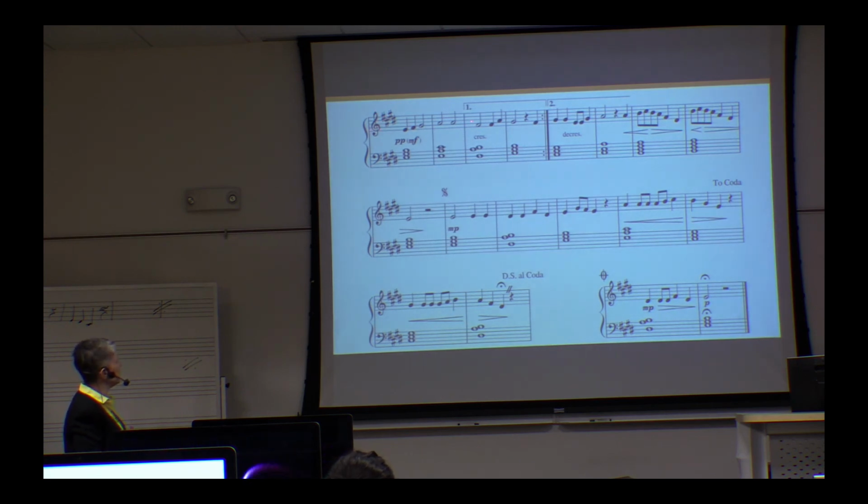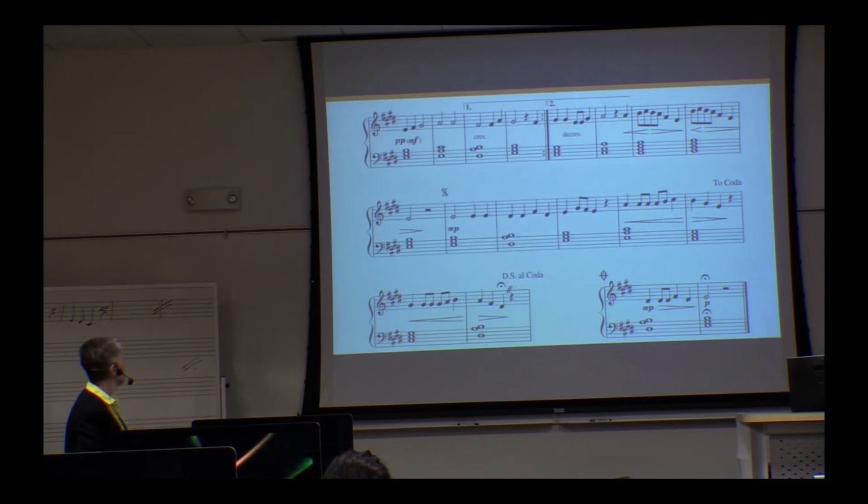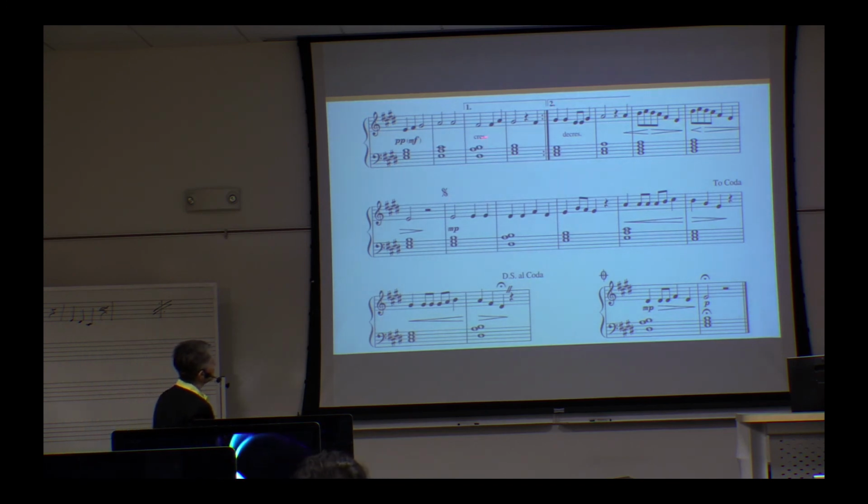Pianissimo, first time through, I'm taking the first ending and going back. Mezzo forte, second time, and I've done it already, going on to the second ending. Fly free. What does this mean?